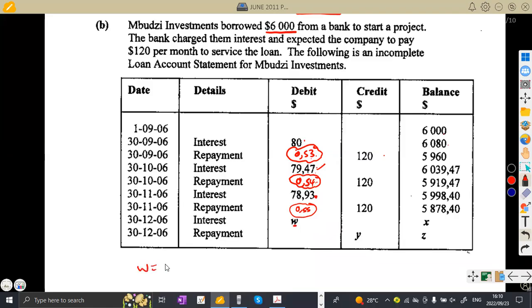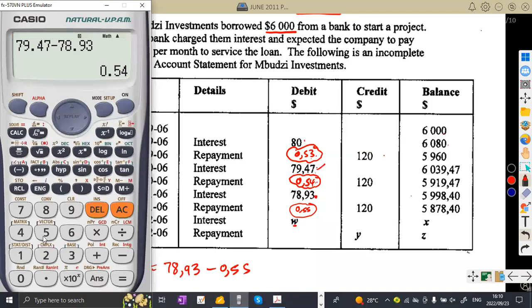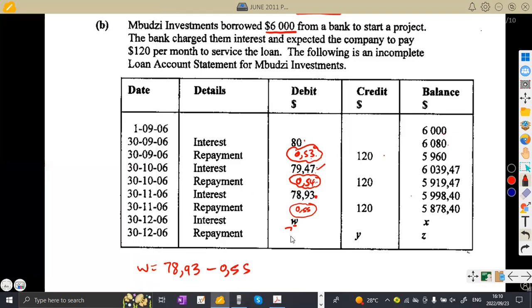So this W is going to be 78,93 minus 0,55. So that was the case there. And it's going to give us something like 78,38. So this W here that we see is 78,38 like that. Okay, I hope we are together there. Okay, then this is what was happening. We know that Y does not change, guys. Okay, we must find X first.